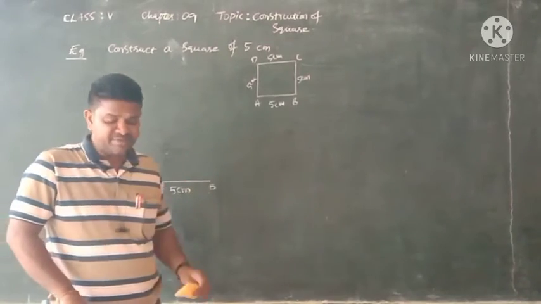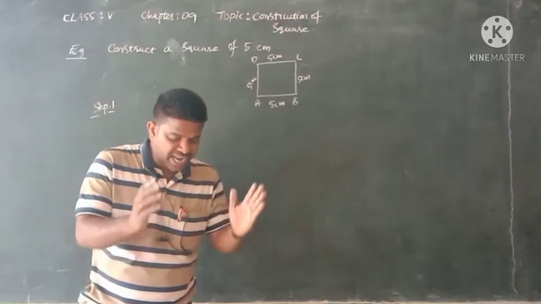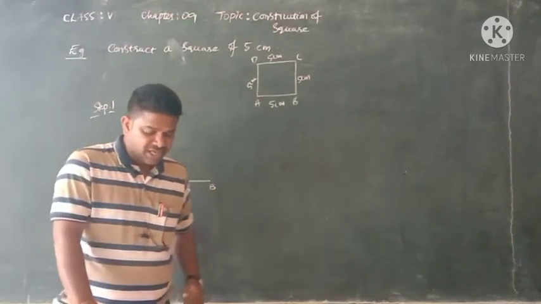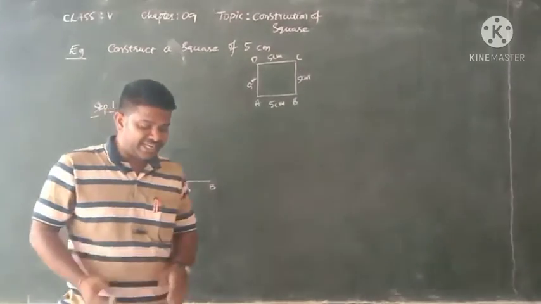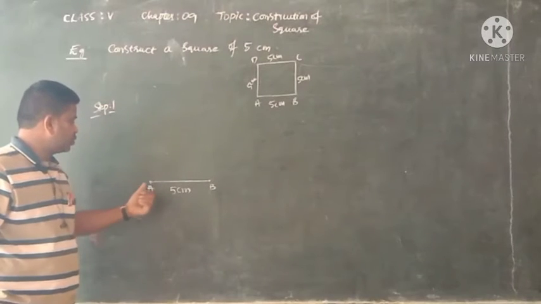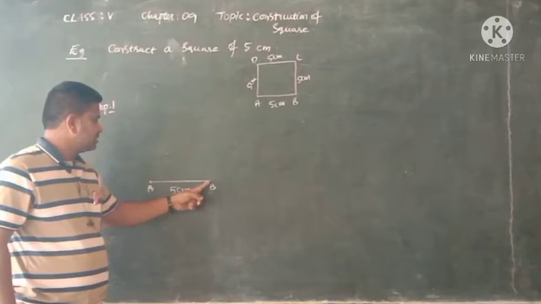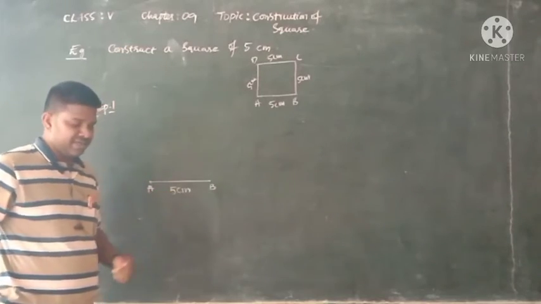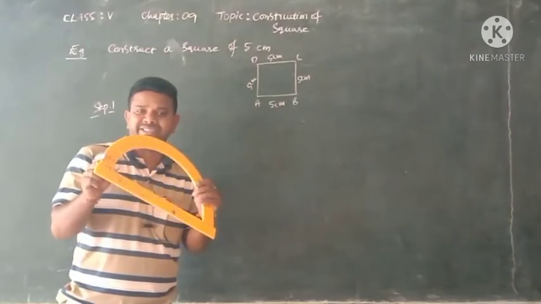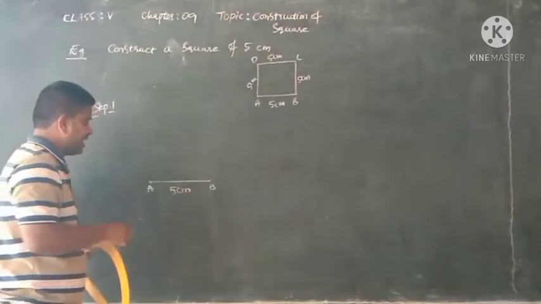By using this ruler, we draw the line segment AB, which is equal to the given length 5 centimeters. And what about step 2? Draw two rays through the points A and B, making angles of 90 degrees using the protractor and the ruler. So to draw the two rays, we need 90 degrees. We have to put the 90 degrees at A and B.